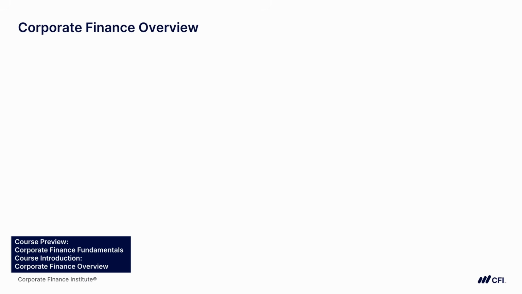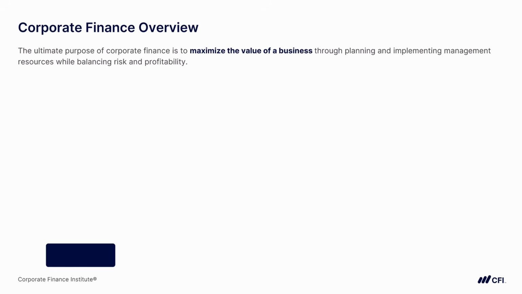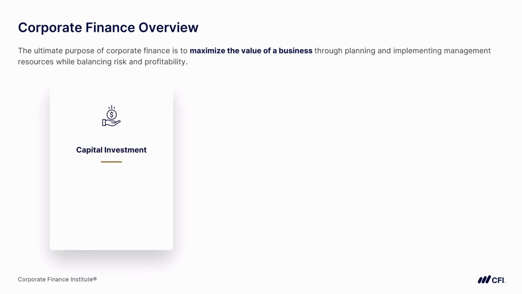Now, the ultimate goal of corporate finance, or its purpose, is always to maximize the value of a business. And this is done through planning and implementing management resources and always balancing risk and profitability. Now, we mentioned that this course would be divided into 3 sections. For the first section, when we talk about capital investment, we will look at deciding what projects or businesses to invest in. We're always looking to earn the highest possible risk-adjusted return.